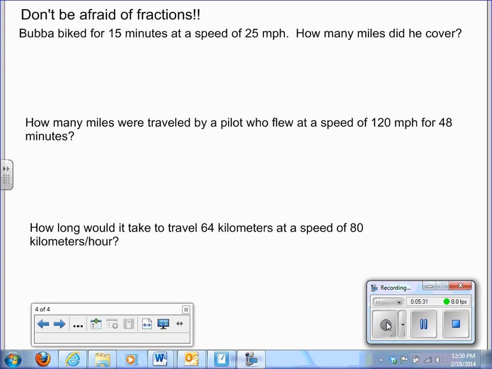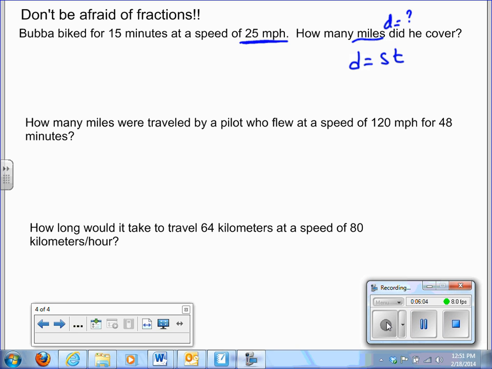Okay, so now we're going to be dealing with fraction units. Bubba biked for 15 minutes at a speed of 25 miles per hour. How many miles did he cover? All right, so we're being asked to find distance. Okay, so D equals ST. But does anyone see a problem here, Emma? The speed and the time don't match. Good. Our units do not match.